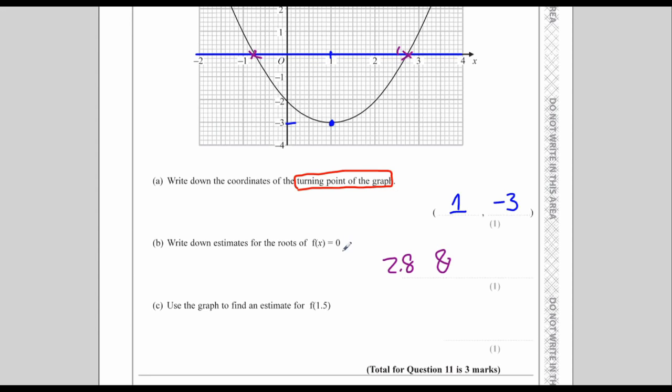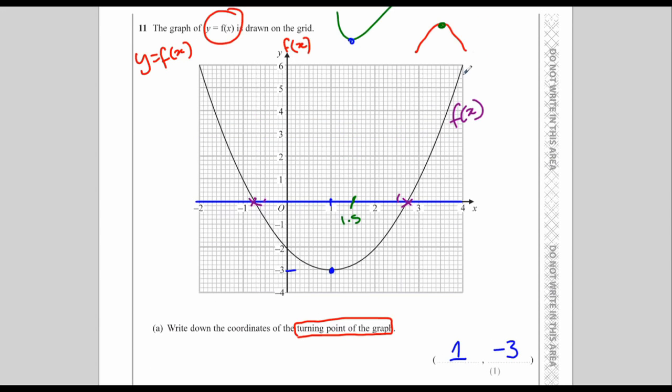And also minus 0.5, 0.6, minus 0.7. There are 2 estimates. Use the graph to find an estimate for f of 1.5. So remember we're talking about f of x. Here, guess what x is? It's 1.5. So go to our graph at 1.5 and then read off the f of x line.